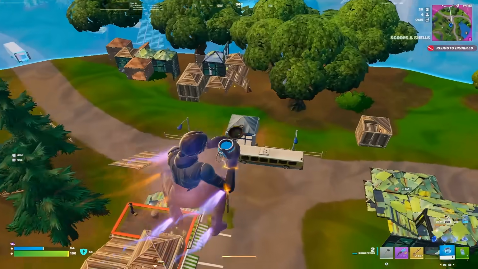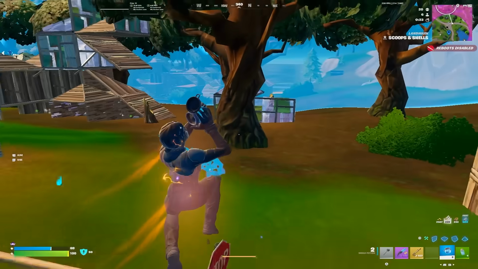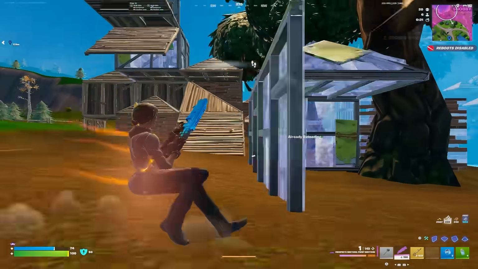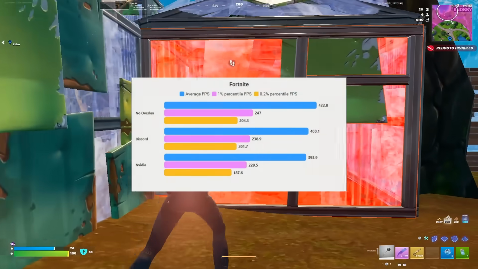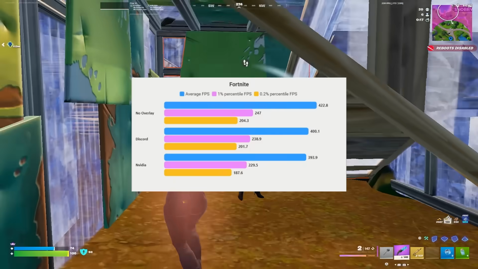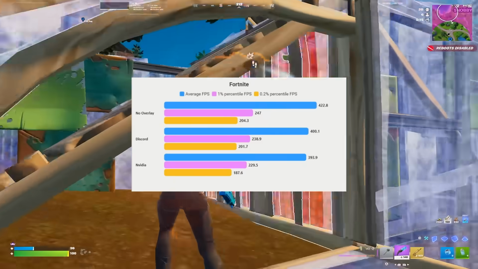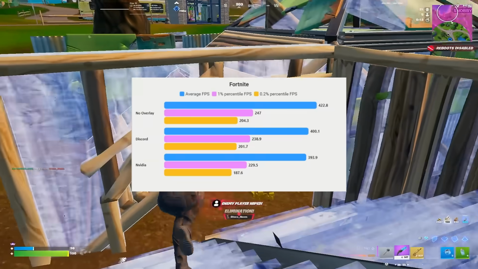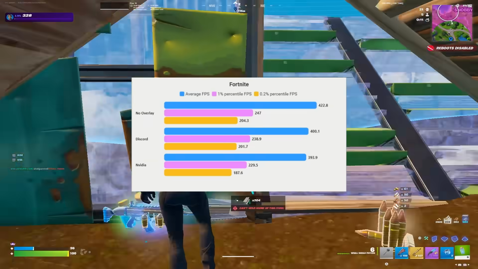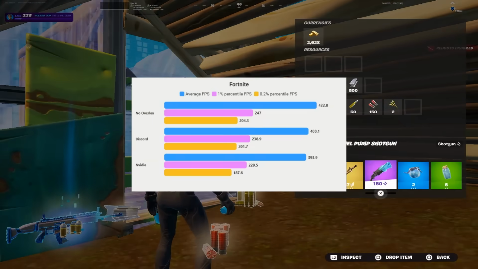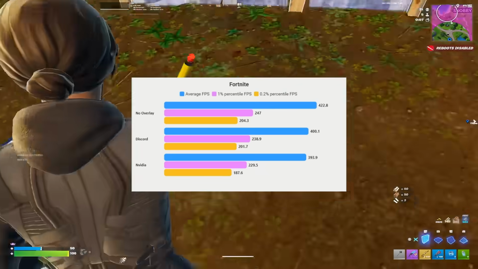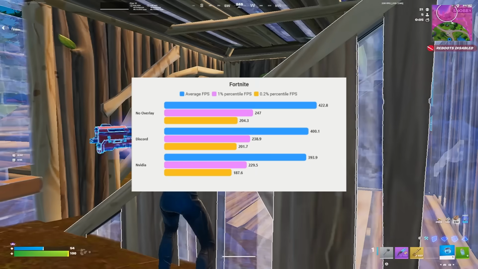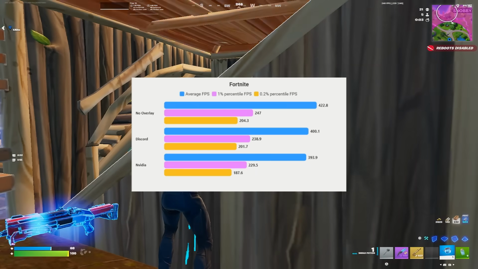Now, enough of all the explanation. Let's go ahead and look at some benchmarks, and then we'll kind of wrap up everything. So I have this Fortnite benchmark here, which Fortnite isn't even a GPU heavy game, right? And you can see that just off this, we are dropping around 20 average FPS for a Discord and Nvidia overlay, right? We don't have the Steam test here, but Steam would most likely be around the same.